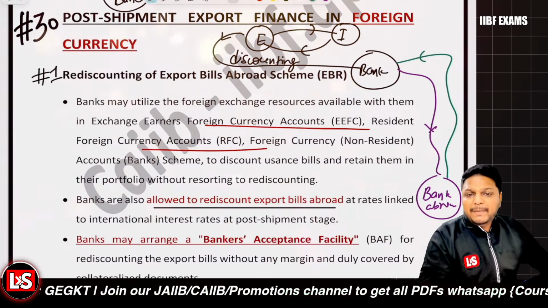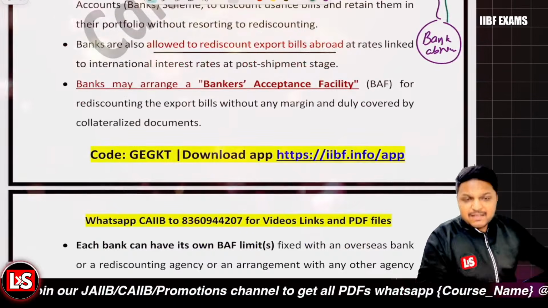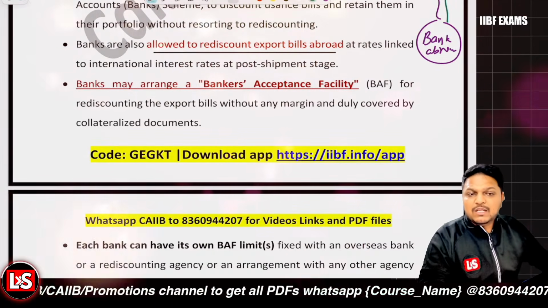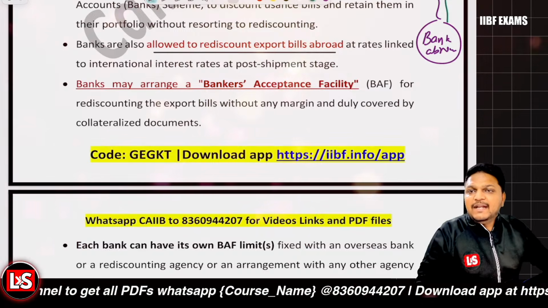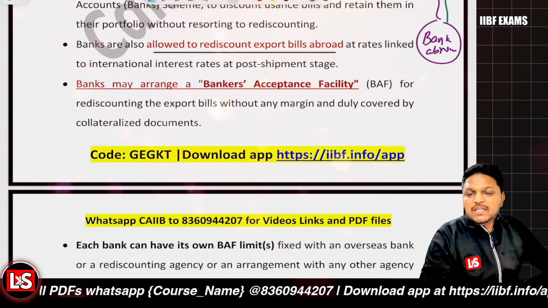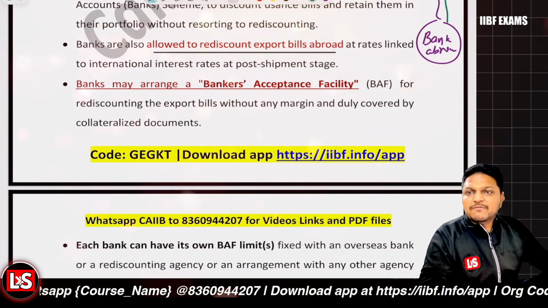And further, banks may be arranging a bankers acceptance facility for rediscounting export bills. Now what is bankers acceptance facility? Any idea related to it? The bankers acceptance facility.